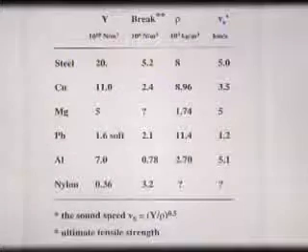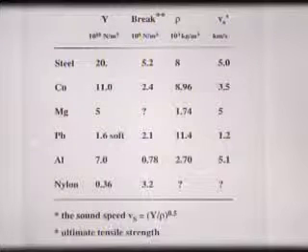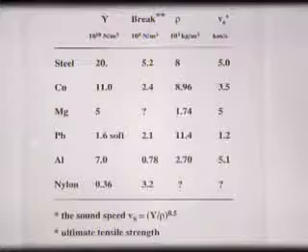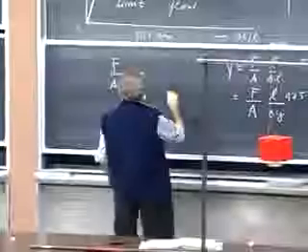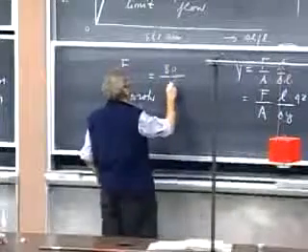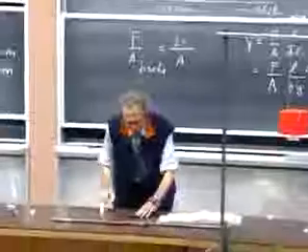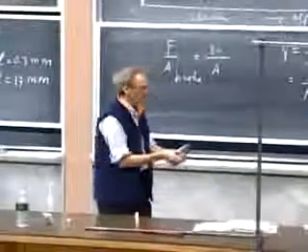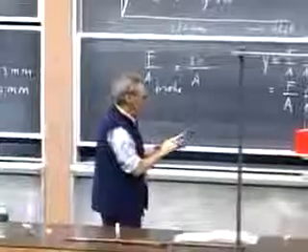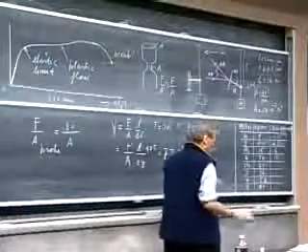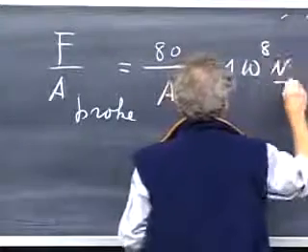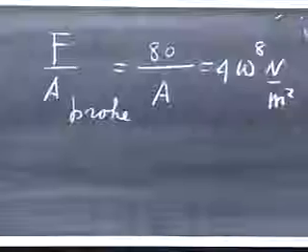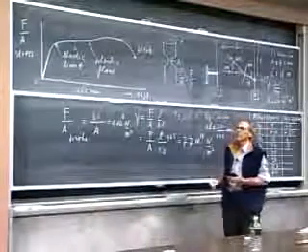We can also measure the ultimate tensile strength. In other words, we can measure the value for F over A when it broke. So that happened, I think, wasn't that 8 kilograms? So that would be 80 divided by the area that we know. And so that gives me 80 divided by 2 times 10 to the minus 7. And that is 4 times 10 to the 8th newtons per square meter. And this is also newtons per square meter.